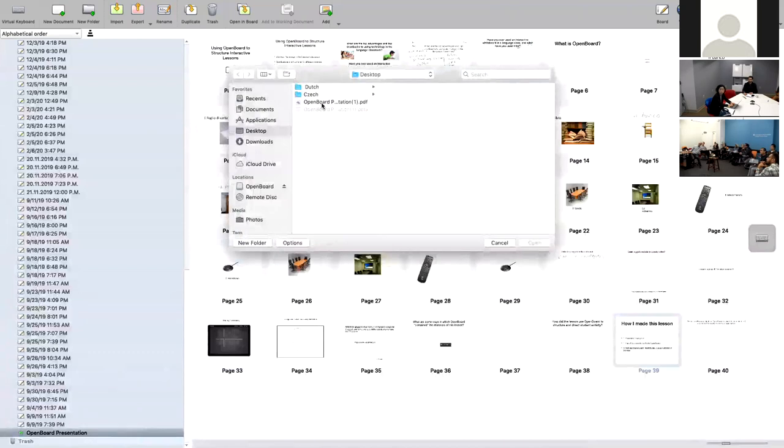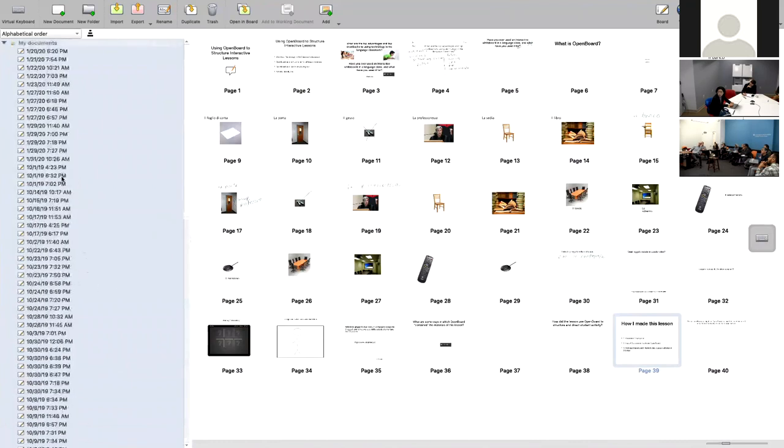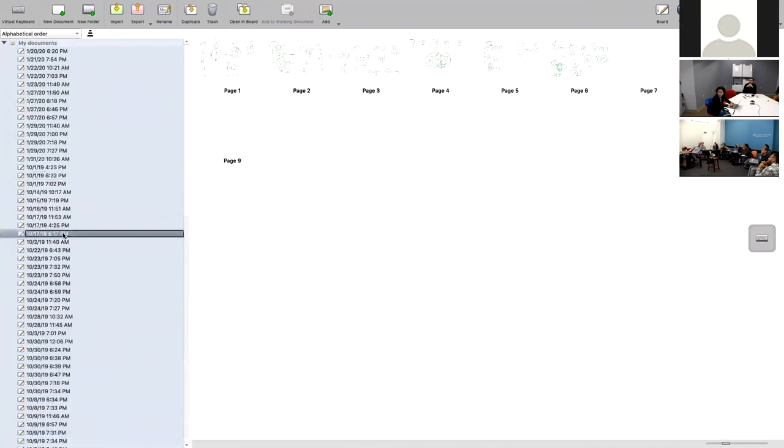And then you can see the OpenBoard presentation is on my desktop. I just click open, and then it uploads all of those individual slides, all individual PDFs, as pages. So for OpenBoard, the word is pages. Each of these is its own page. And OpenBoard keeps track of everything that's ever been written on that open board.